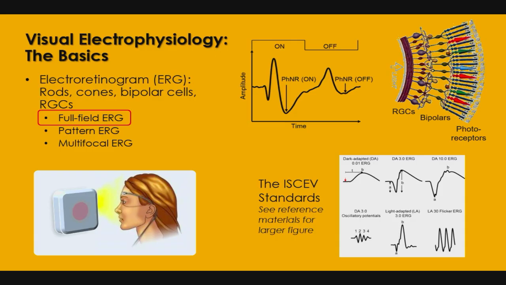ERGs have been around since the 50s or 40s. I would have to check my history. But this bit was much more recently discovered. I mean, it had always been there, but they didn't know exactly what it was signaling. So it was some work that was done that helped us figure out what this side represents. So it's known as the photopic negative response. And the photopic negative response corresponds to the retinal ganglion cell function.